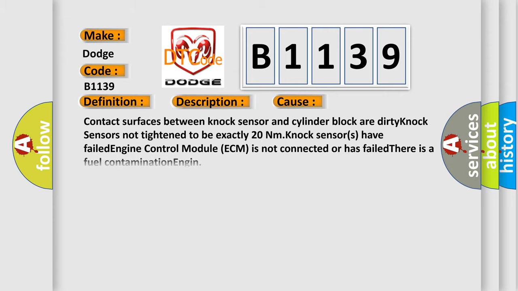This diagnostic error occurs most often in these cases: contact surfaces between knock sensor and cylinder block are dirty, knock sensors not tightened to exactly 20 newton meters, knock sensors have failed, engine control module ECM is not connected or has failed, there is fuel contamination in the engine.